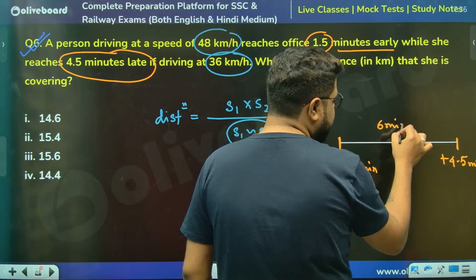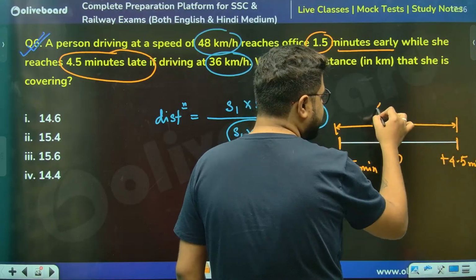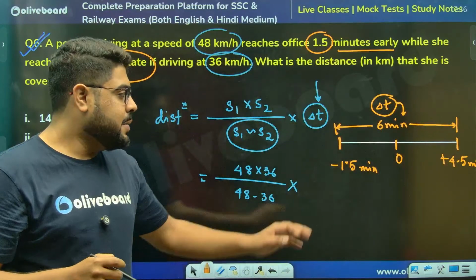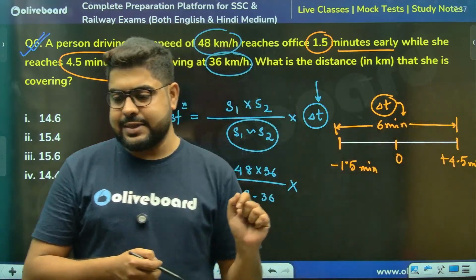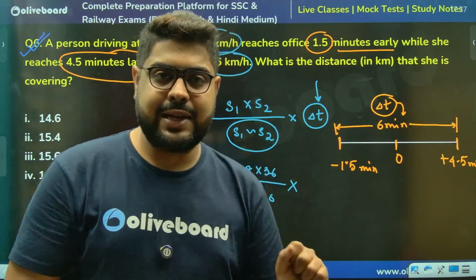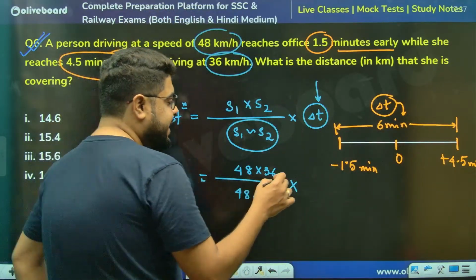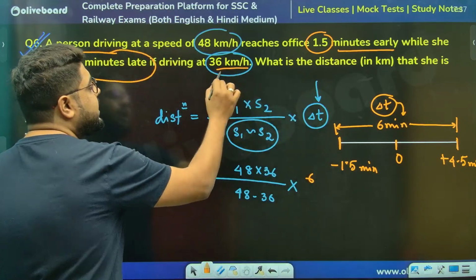The time difference, the delta T value, is like this. Please understand this. Why? Because one is minus, one is plus. That is why I have written 0 in the middle, for you to understand. So this is a 6 minute difference. Now again, everything is in kilometers per hour.